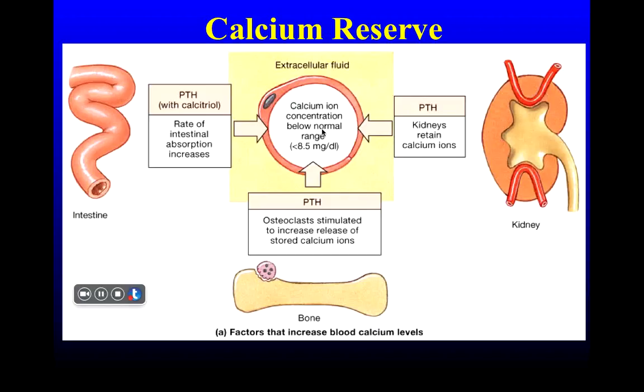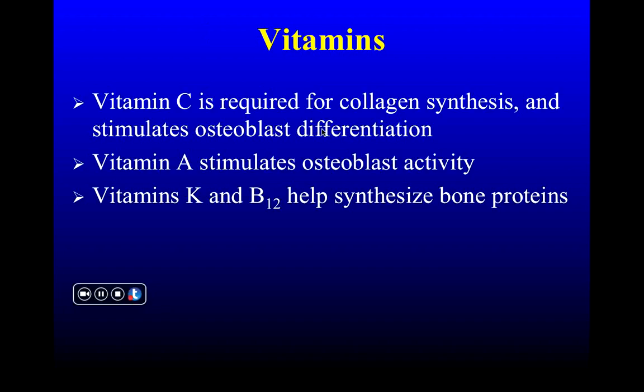So if blood calcium levels are too low, what hormone is secreted? That's right, PTH, parathyroid hormone. And what does parathyroid hormone do to increase blood calcium levels? It stimulates osteoclast activity, breaking bone down, getting calcium from that. It stimulates the kidneys to retain calcium, keep it in the body. And it stimulates the small intestine to absorb as much calcium as it can.